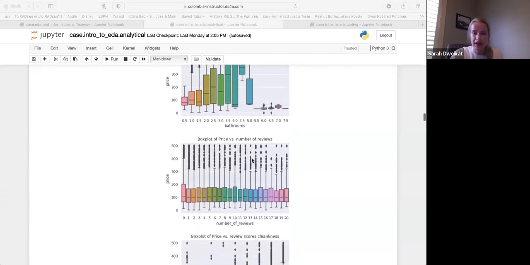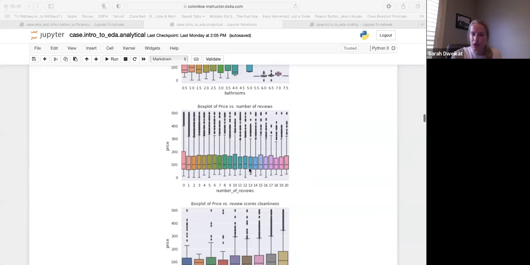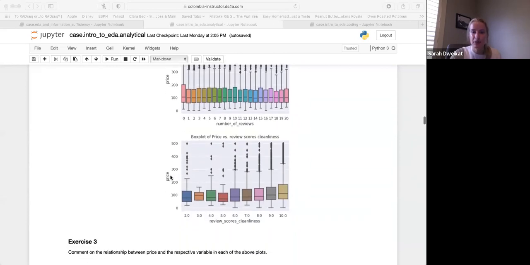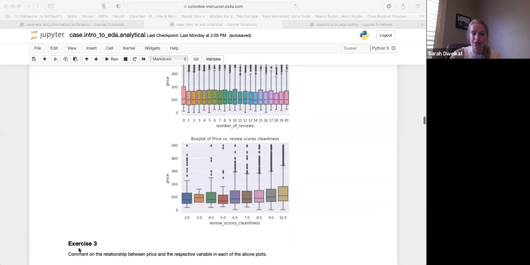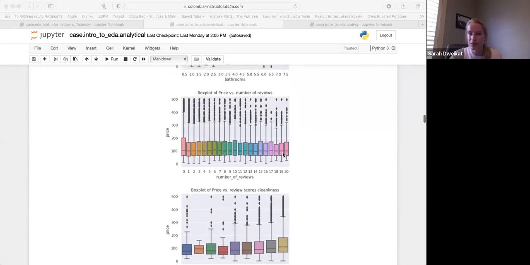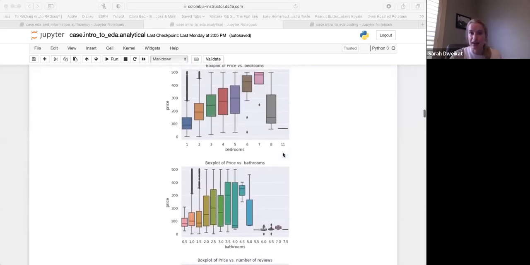So we're also looking at our price versus number of reviews, the number of reviews that each location has received, and the price versus review scores cleanliness. So how clean that place is. Those would be some things we can look at. How does price relate to any of these? So let's go ahead and comment on that for exercise 3. Comment on the relationship between price and the variables in the above plots. So do you notice any trends? What do you think that price would be related to here, if anything?